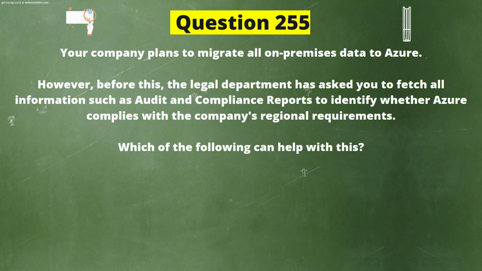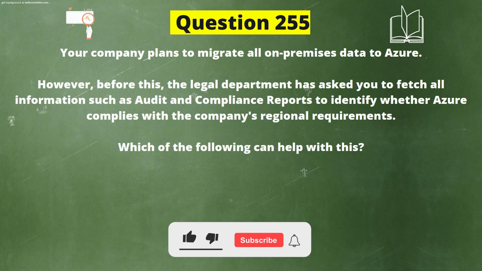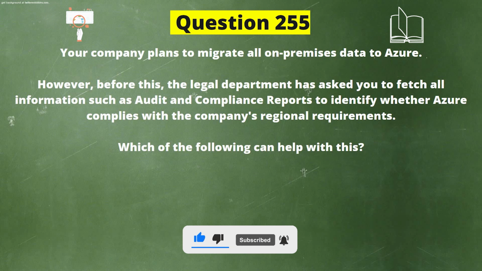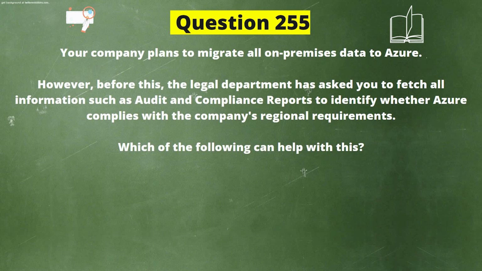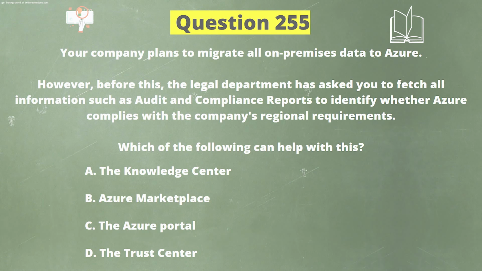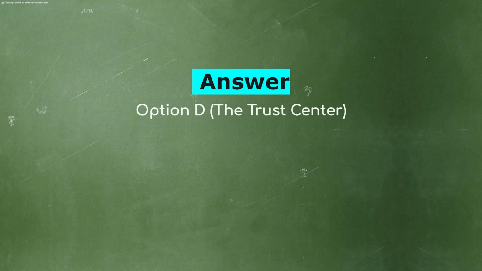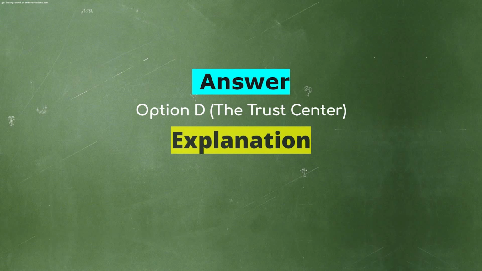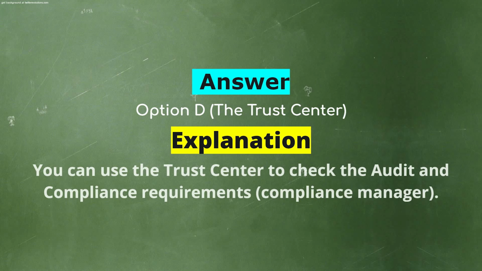Next question. Your company plans to migrate all on-premises data to Azure. However, before this, the legal department has asked you to fetch all information such as audit and compliance reports to identify whether Azure complies with the company's regional requirements. Which of the following can help with this? And the options are A. Knowledge Center, B. Azure Marketplace, C. The Azure Portal, D. The Trust Center. And the correct answer is option D. The Trust Center. Explanation. You can use the Trust Center to check the audit and compliance requirements.